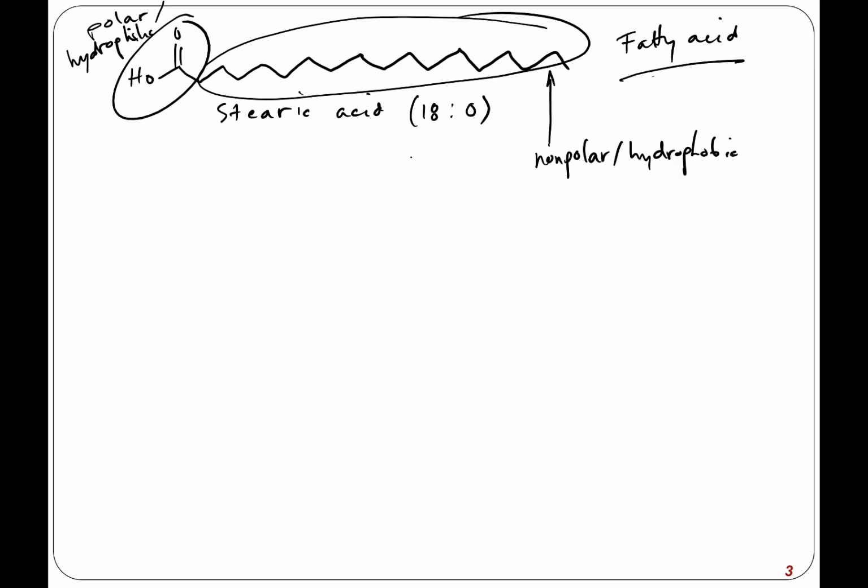One thing I was getting to, before I got sidetracked, is that if you ever encounter a notation with two numbers separated by a colon describing a fatty acid, generally the first number is the number of carbons, and the second number is the number of units of unsaturation, or the number of double bonds. Typically, as we'll see, those are cis double bonds. Of course, this fatty acid, stearic acid, has no double bonds, and so that number is 0.